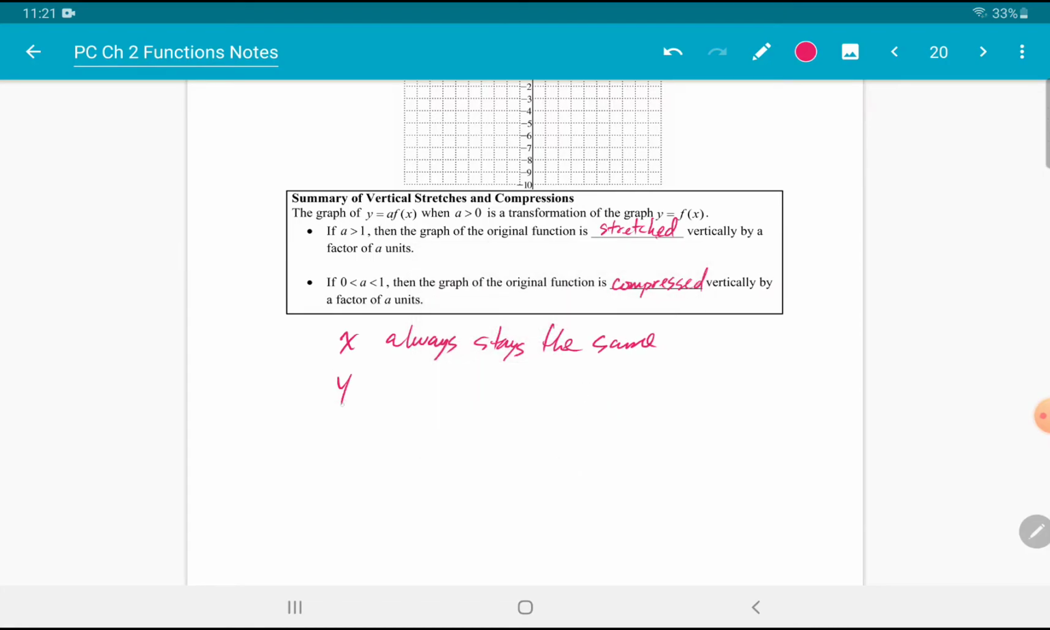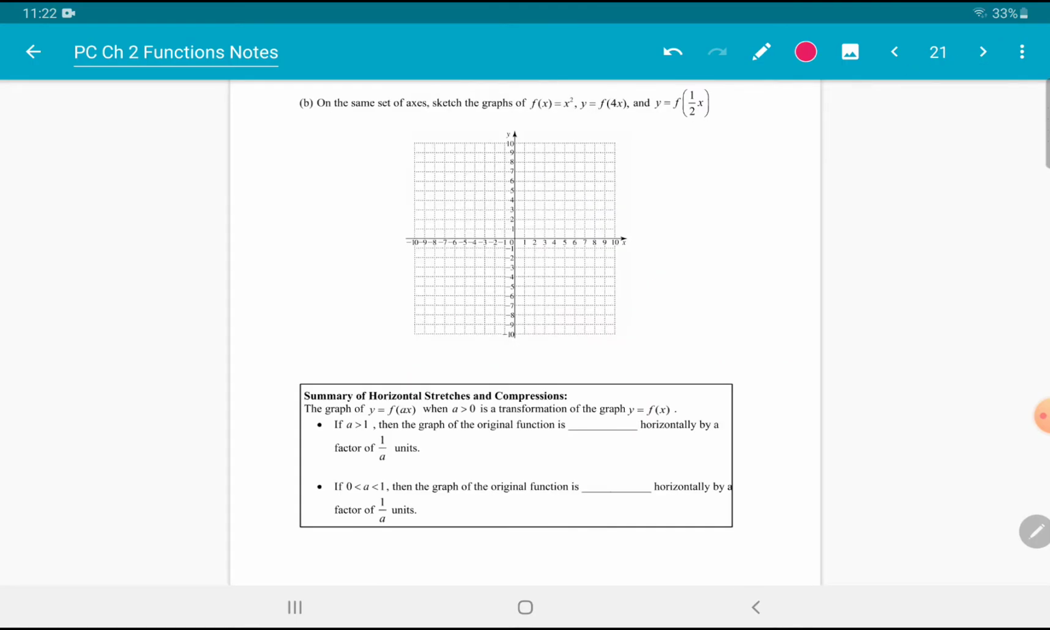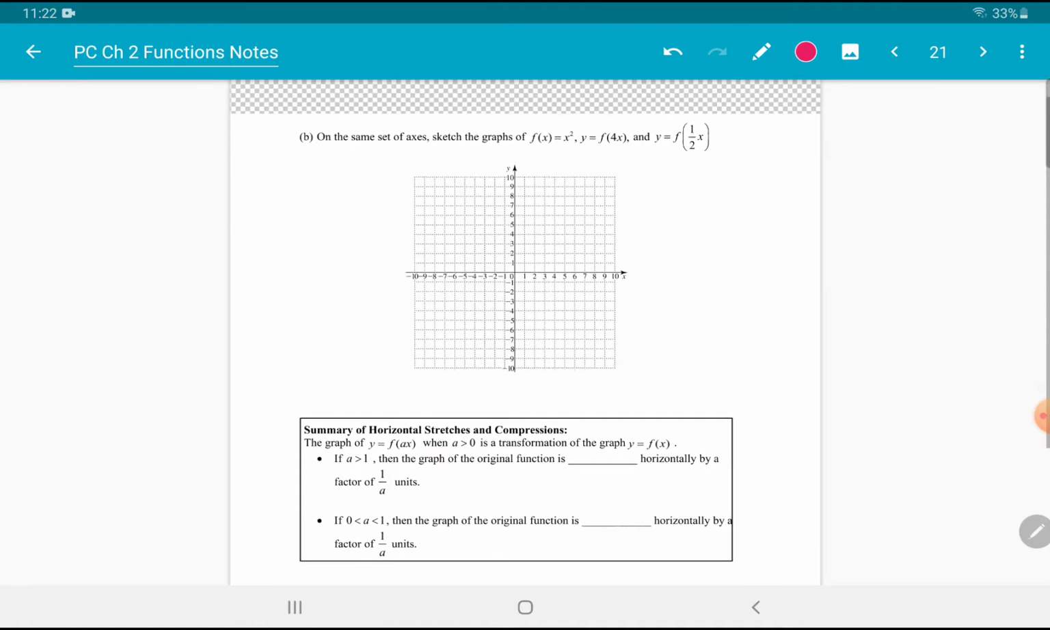And the y value is what gets multiplied by a factor of, in this case, let's just call it a, by a factor of a. Okay? Let's go on to our next type of compression and stretch.